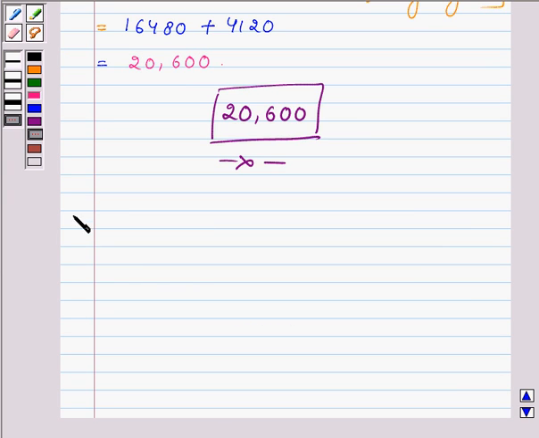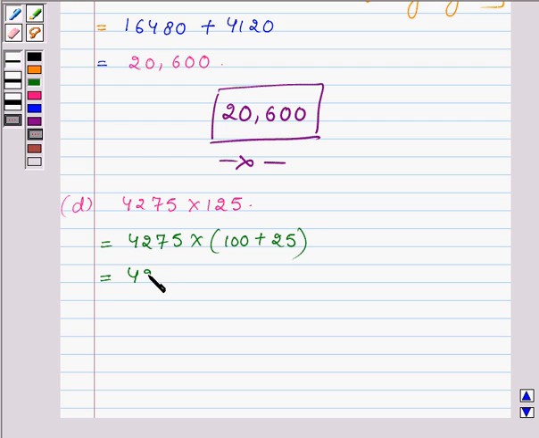And now proceeding on to the next one, which is 4275 into 125, which is equal to 4275 into 125 can be written as 100 plus 25, which is equal to 4275 into 100 plus 4275 into 25. This is again by the distributive law of multiplication, which is our key idea.